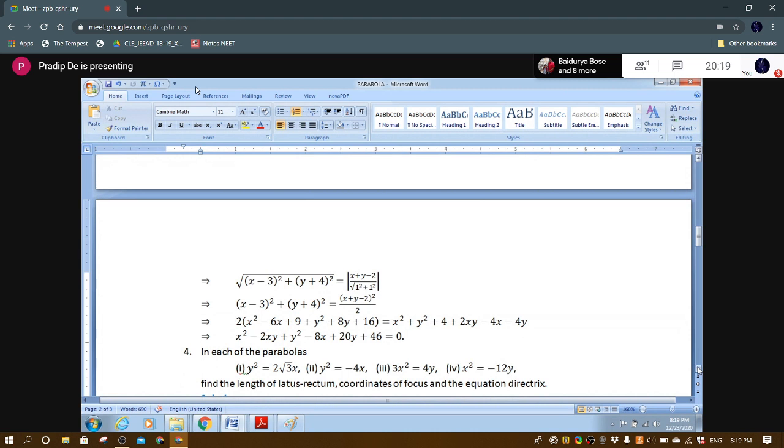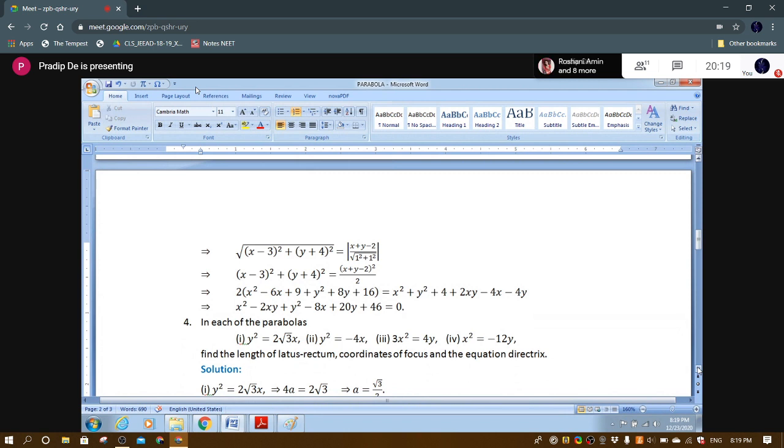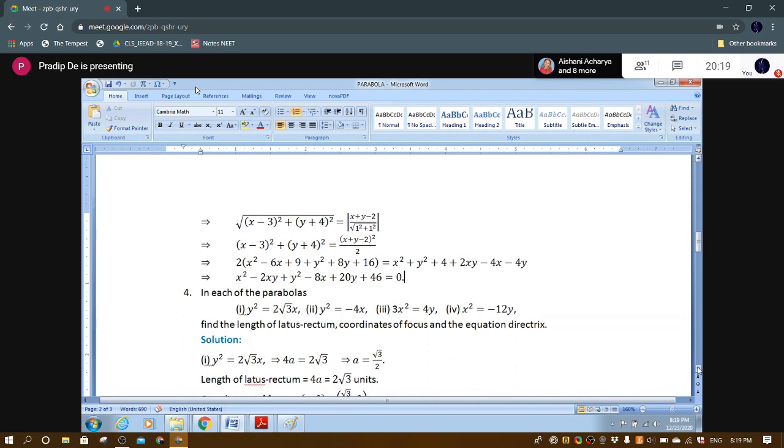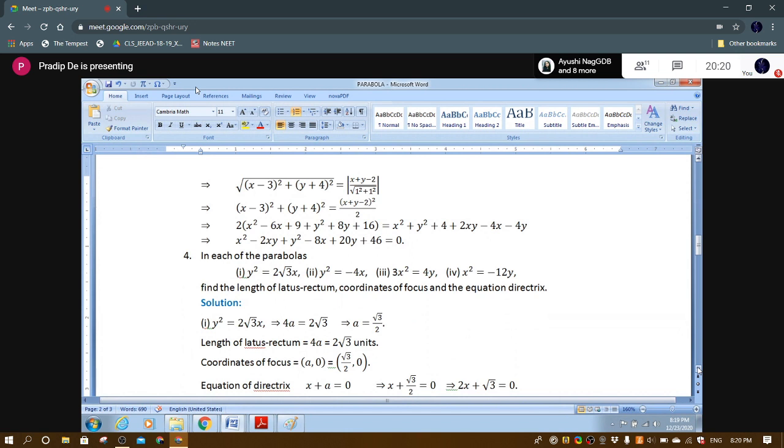So I hope all of you have understood. If any one of you have any question or doubt, ask me. This is how we will write. Y square equal to 2 root 3x, which implies 4a equal to 2 root 3. So a is equal to root 3 by 2. Length of the latus rectum, always 4a. That is 2 root 3 units. Coordinates of focus, a comma 0. That is why it is root 3 by 2 comma 0. Equation of directrix, x plus a equal to 0. That is x plus root 3 by 2 equal to 0. That is 2x plus root 3 equal to 0.